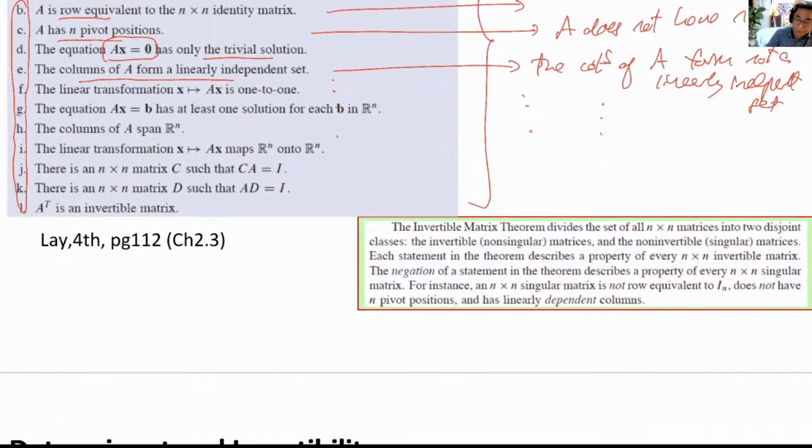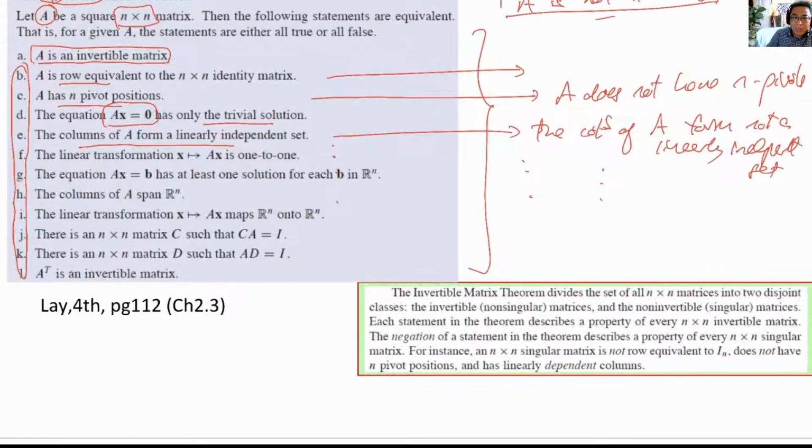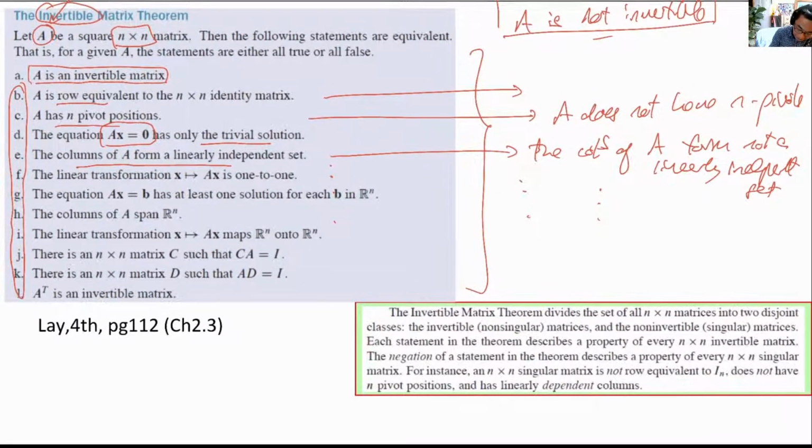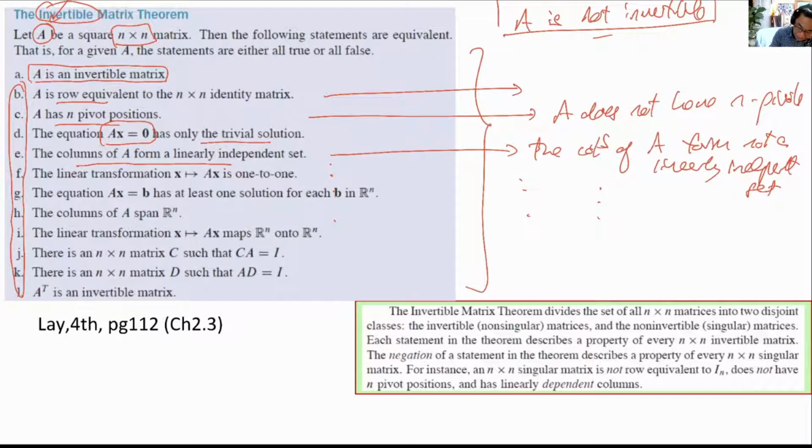Okay, now among the properties that are most interesting is number E. The columns of A form a linearly independent set for an invertible matrix, or in other words, for a not invertible matrix, the columns of A must not form a linearly independent set.